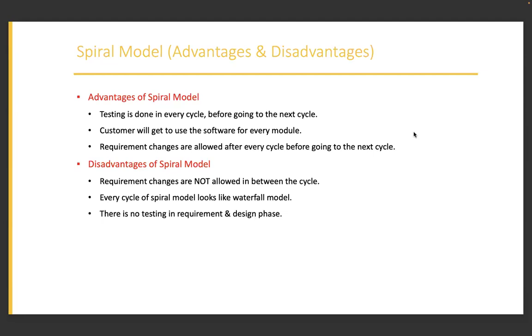The disadvantage over here is that requirement changes within the cycle are not allowed. Every cycle of the spiral model looks like a waterfall only. There is no testing in the requirement and design phase, guys.